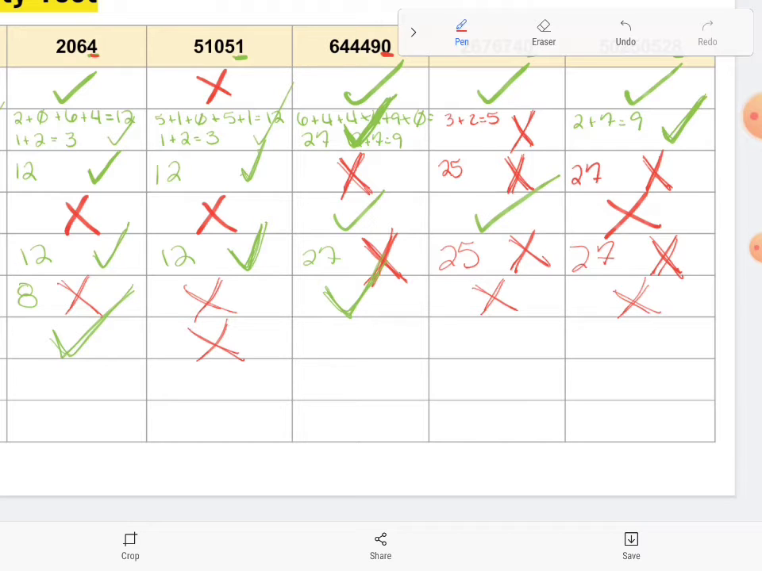Let me fix this in my calculator. Give me just a moment. Which means it will not.